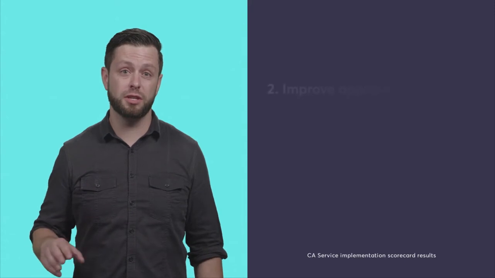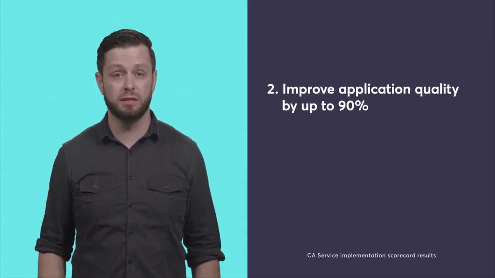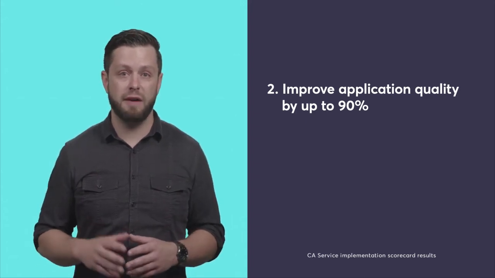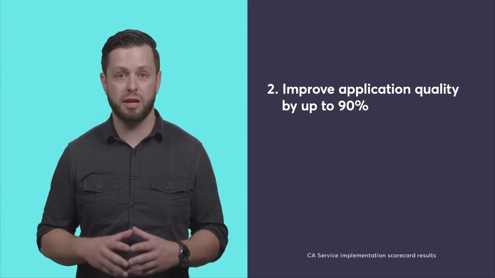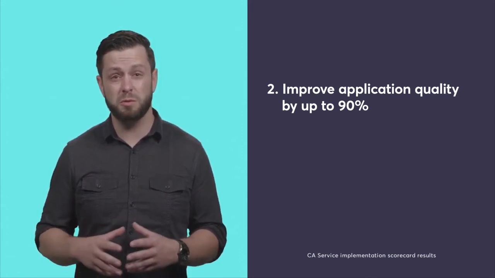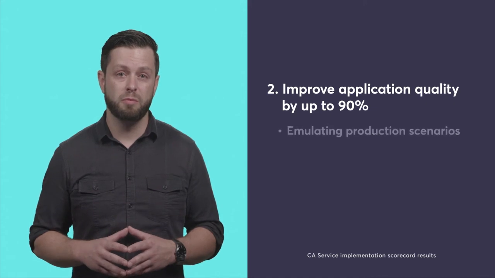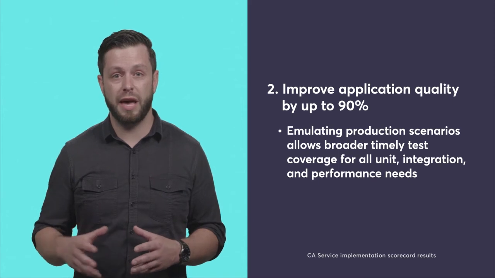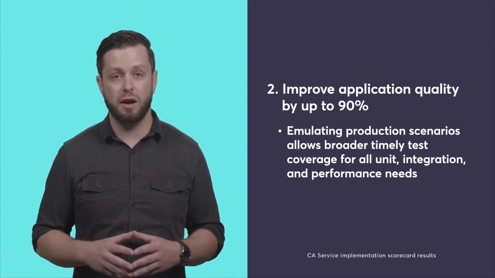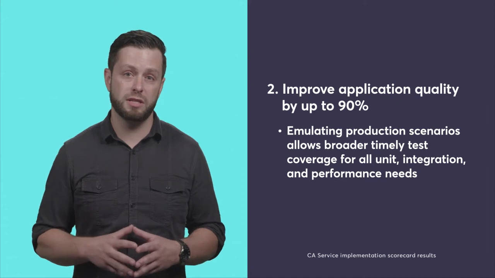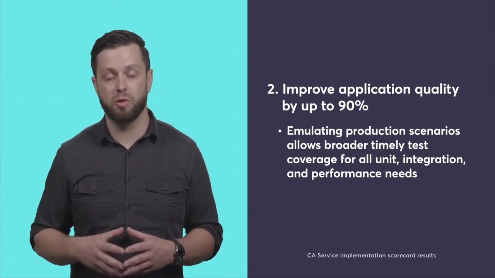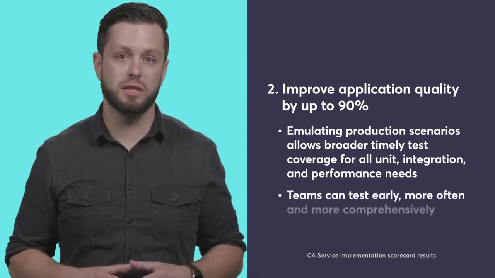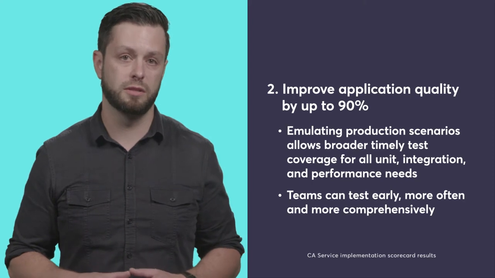Second, service virtualization can improve application quality by up to 90%. By shifting testing left with service virtualization, developers and testers have access to on-demand environments as close to production-like environments as possible, or even sometimes better than real production environments. By emulating production scenarios, constraint-free, developers and testers can test not only the happy path but also negative scenarios, allowing for broader and more timely test coverage for all unit, integration, and performance testing needs. With CA Service Virtualization, software development and testing teams can test early, more often, and more comprehensively.